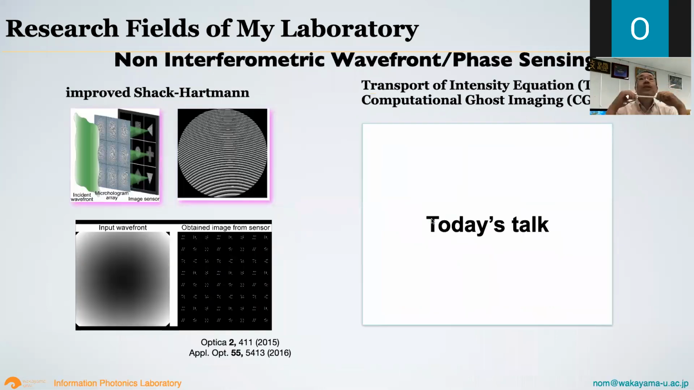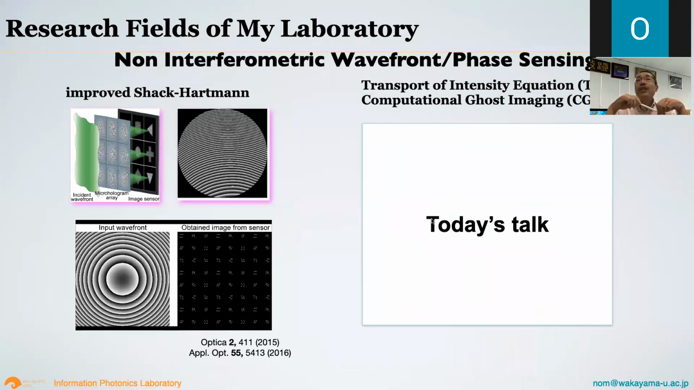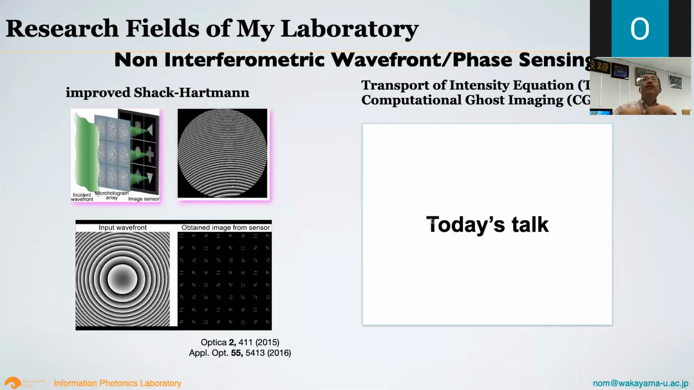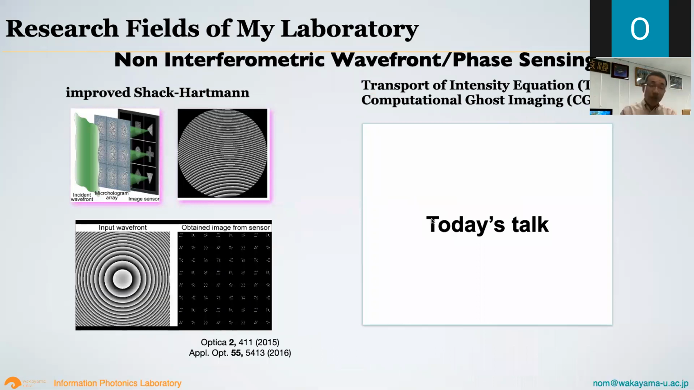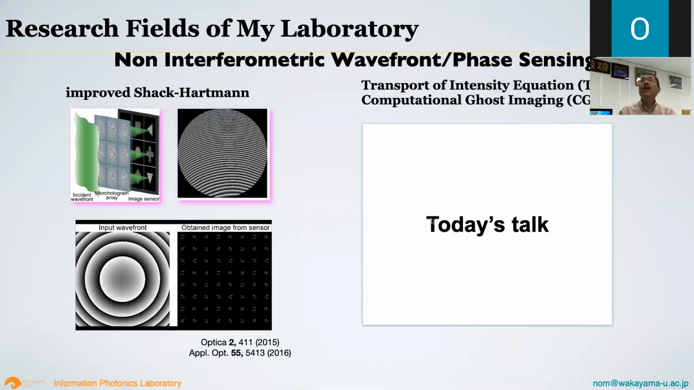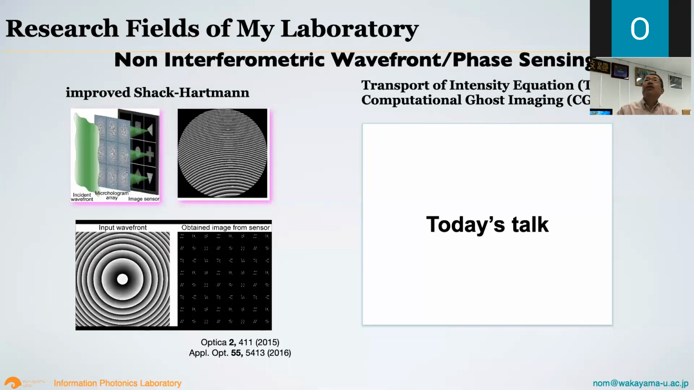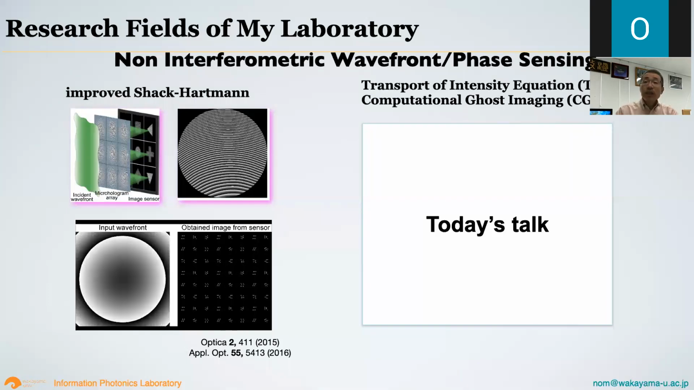And also we studied non-interferometric wavefront phase sensing, Shack-Hartmann, and today's talk, TIE, transport intensity equation. And also today I talk about computational ghost imaging, CGI.